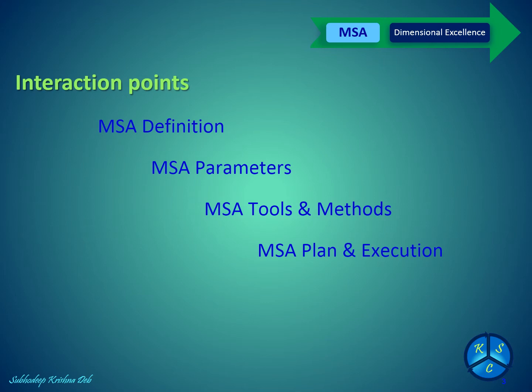In this series of illuminating texts, I have guided you through all the process of measurement system analysis. Till now, we have completed the three phases: the MSA definition, MSA parameters and MSA tools and methods. So let us do a quick recap of what we have done, and then in this phase we will discuss the MSA plan and execution.